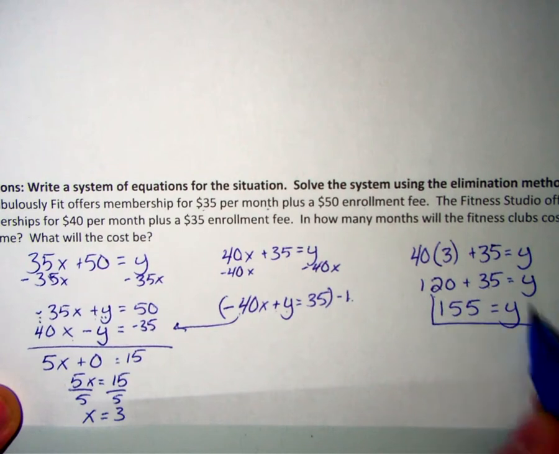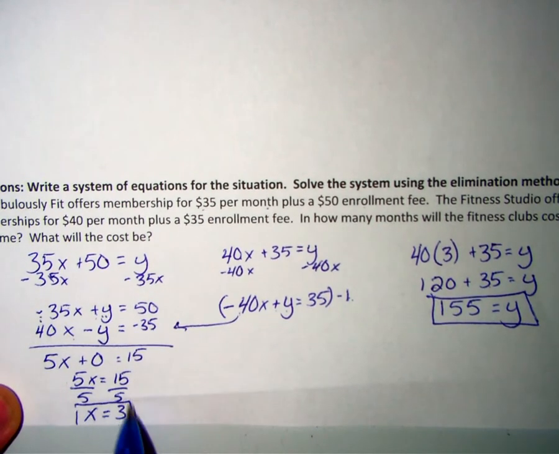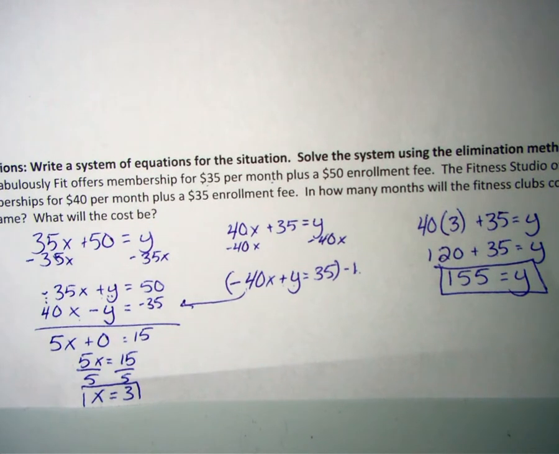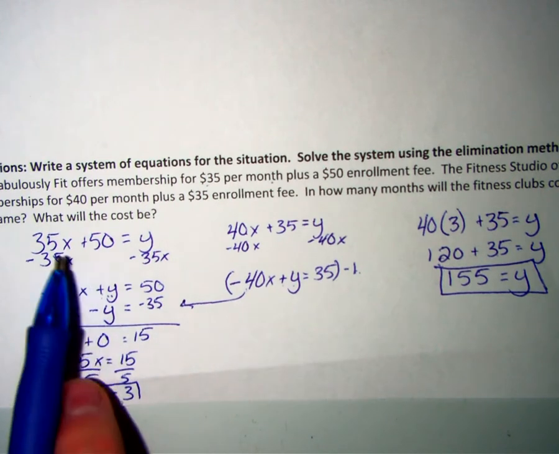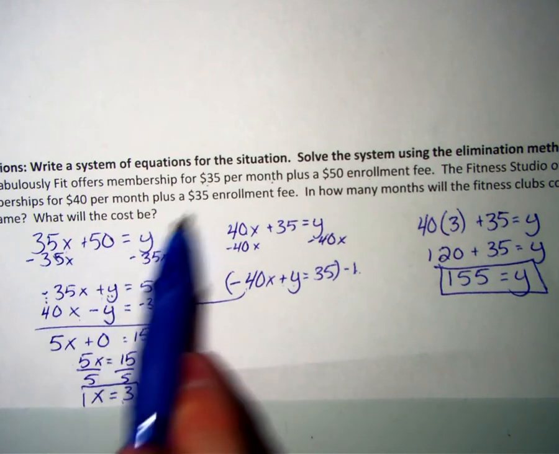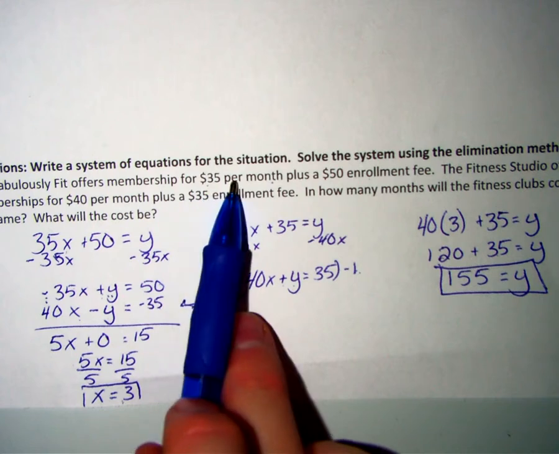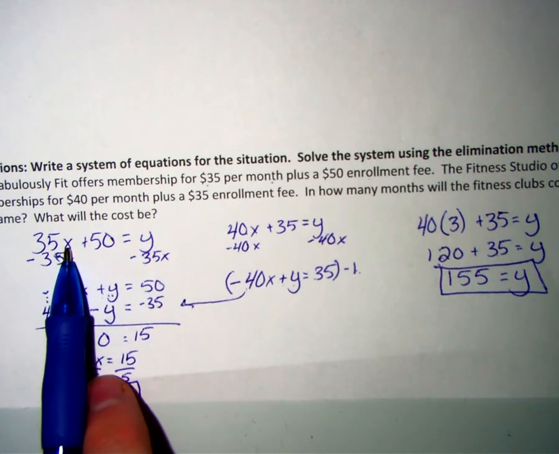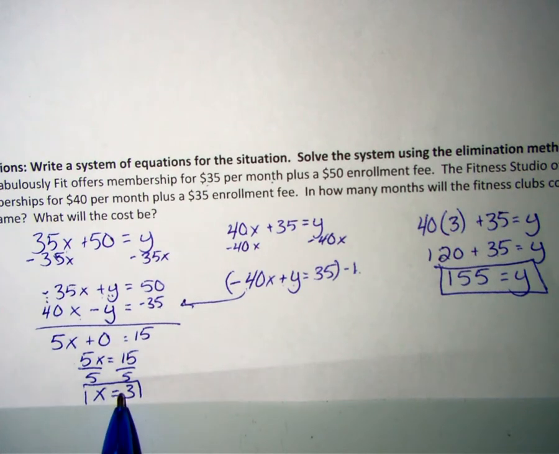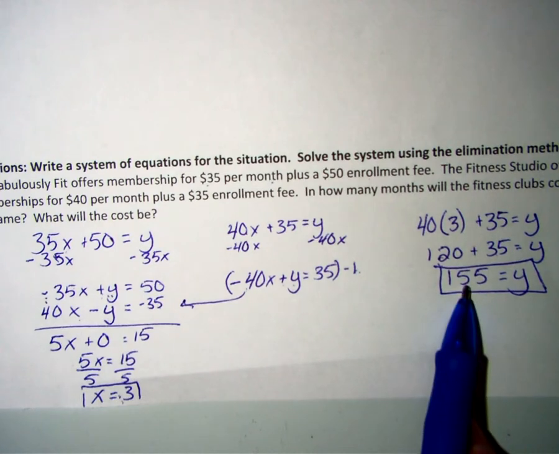Well, we now know our y value. We previously solved for our x value. In how many months will the fitness clubs cost the same? Well, in 3 months, which is what our x value represents, months. And remember, we got that from our original problem where it said $35 per month, and that's why we substituted in a variable. So in 3 months, both clubs will cost $155.